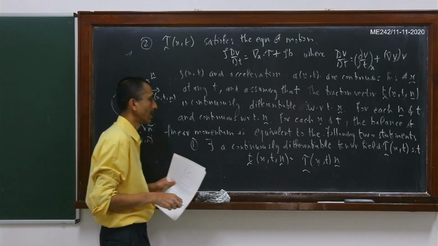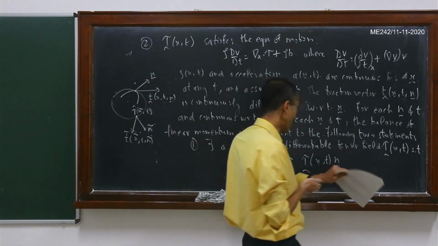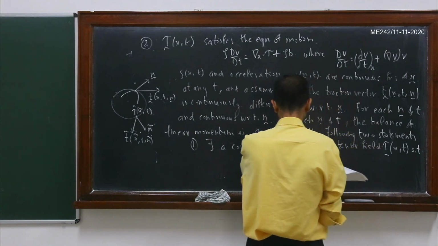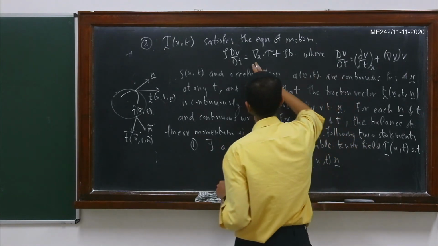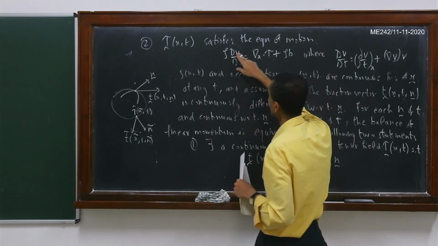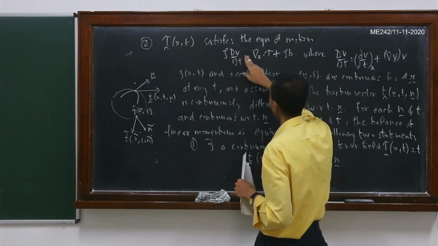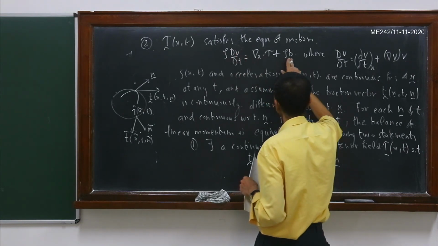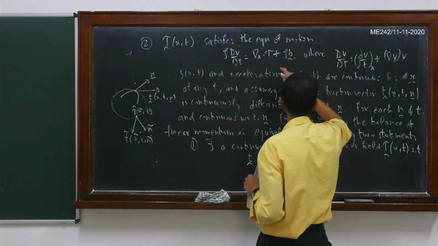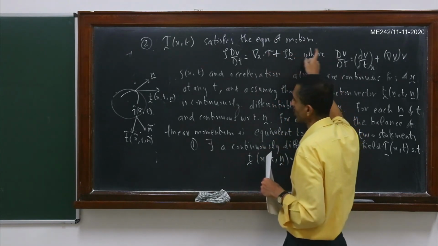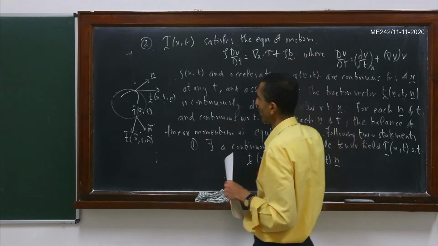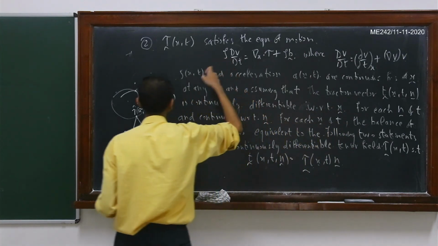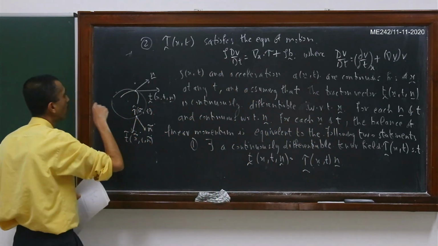So that is the first result that we get, and then the second result that we get is that rho times the acceleration is equal to del dot tau plus rho times b. Okay, so this is the equation of motion. So remember that all of these statements are now going to hold point-wise.